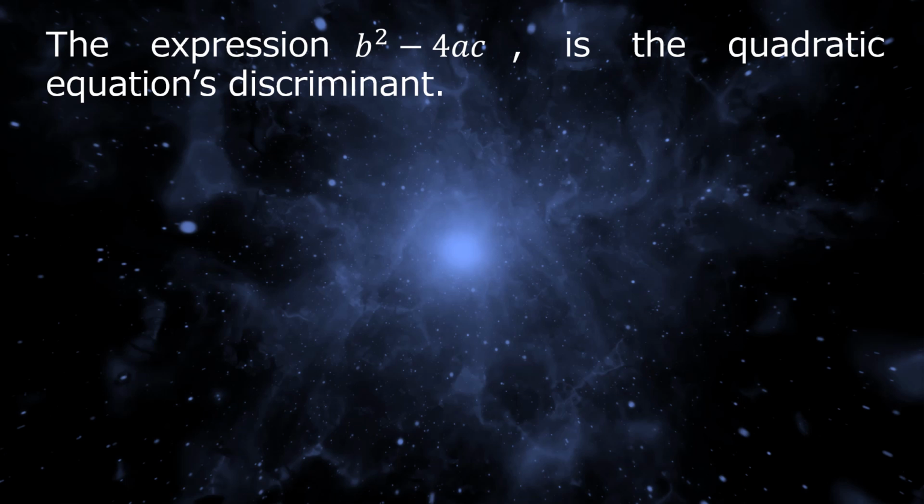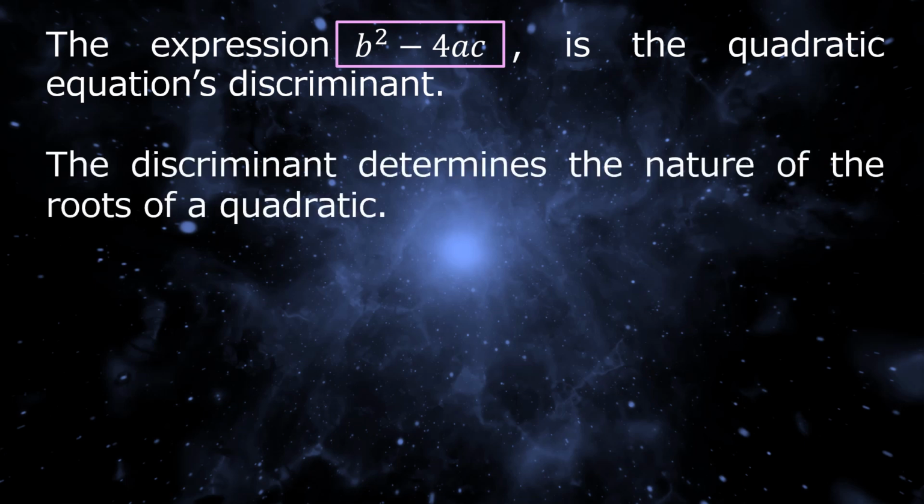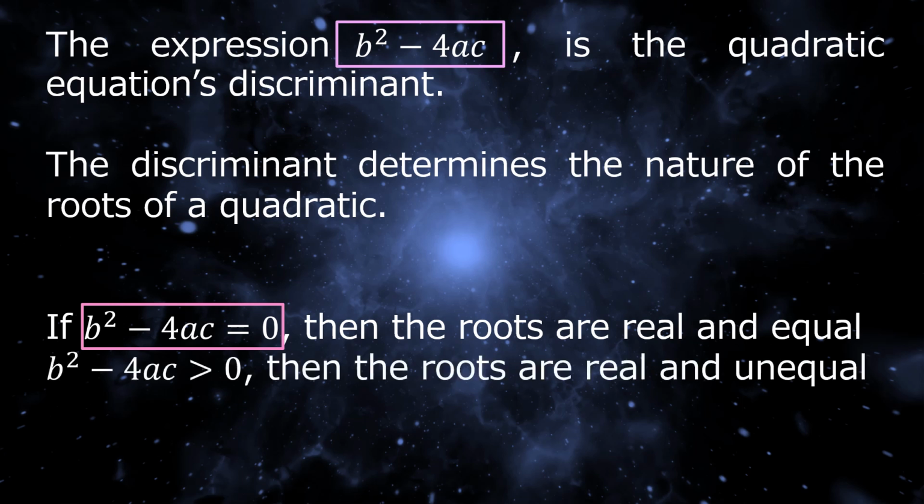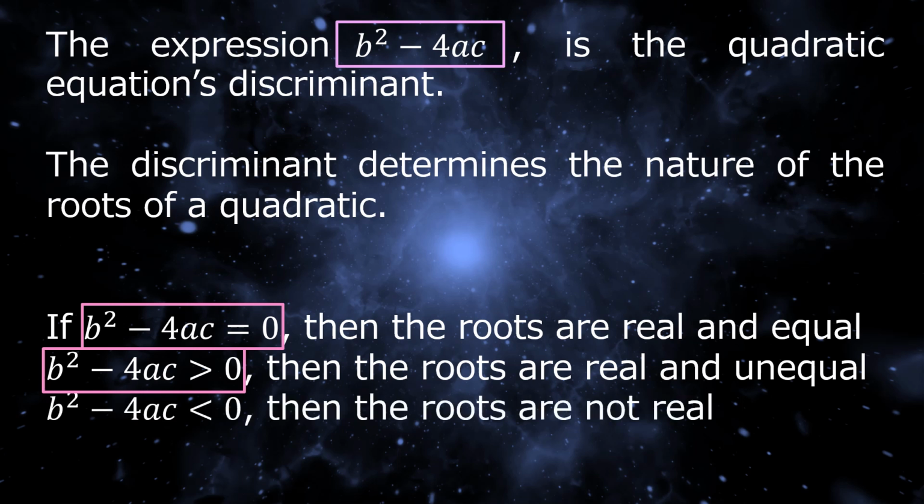The expression b squared minus 4ac is the quadratic equation's discriminant. The discriminant determines the nature of the roots of a quadratic. If b squared minus 4ac is equal to 0, then the roots are real and equal. If b squared minus 4ac is greater than 0, then the roots are real and unequal. If b squared minus 4ac is less than 0, the roots are not real.